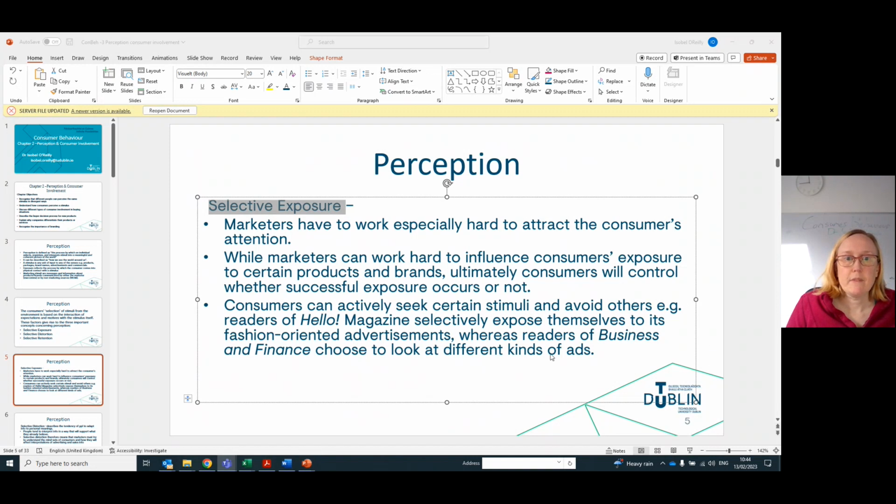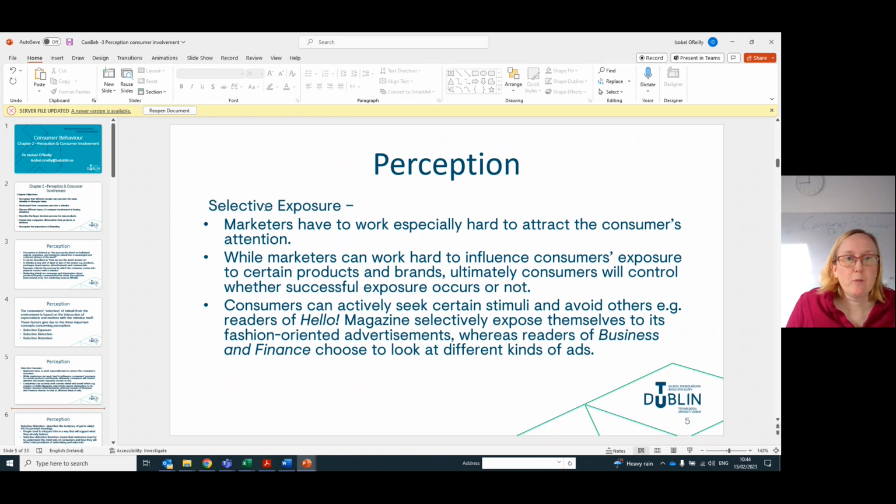For example, readers of Hello magazine selectively expose themselves to its fashion-oriented advertisements, whereas readers of Business and Finance choose to look at different kinds of ads, because usually the marketers who are advertising in those magazines are targeting their audience carefully.